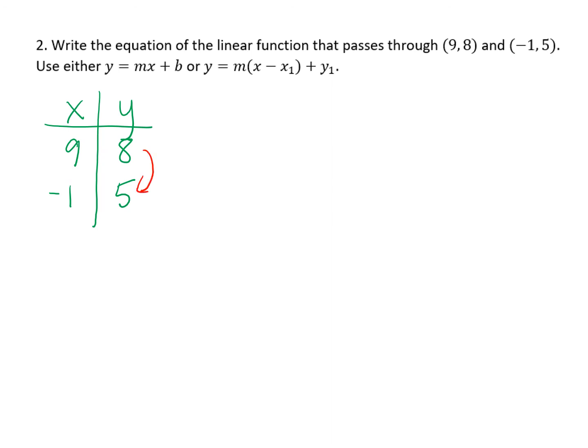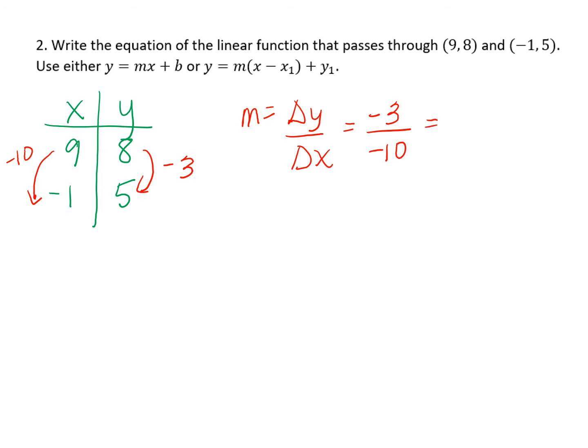So to go from 8 to 5, you are getting smaller, you're decreasing, so that's a -3. And then to go from 9 to -1, you're also decreasing. You're decreasing by 10, so -10. So my slope, my change in y over my change in x, is a -3 divided by a -10. And a negative divided by negative is a positive, so we can just say our slope is 3/10.